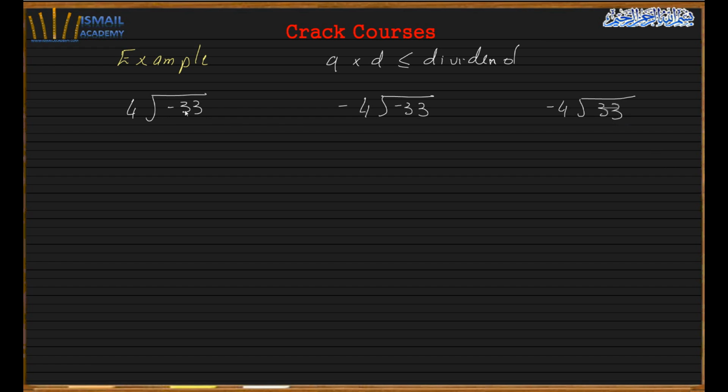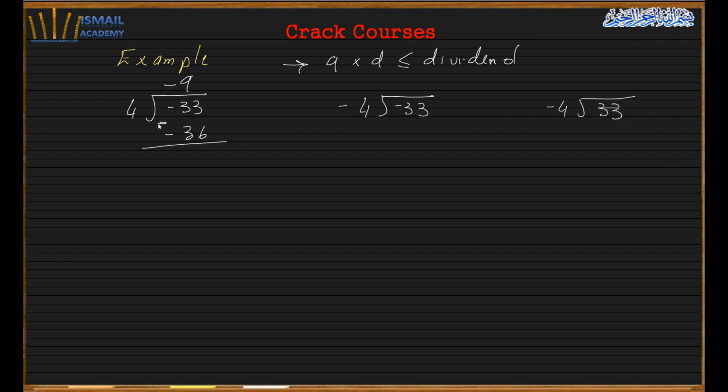The numbers less than or equal to minus 33 are minus 33, minus 34, minus 35, minus 36, and so on. So don't pick minus 32, because it's greater than minus 33. It doesn't satisfy this condition. So in that case, I will not pick minus 8. Some of you will think about minus 8, but minus 8 will give me something greater than minus 33. So what I pick here, I will pick minus 9. Minus 9 times 4 gives me minus 36.